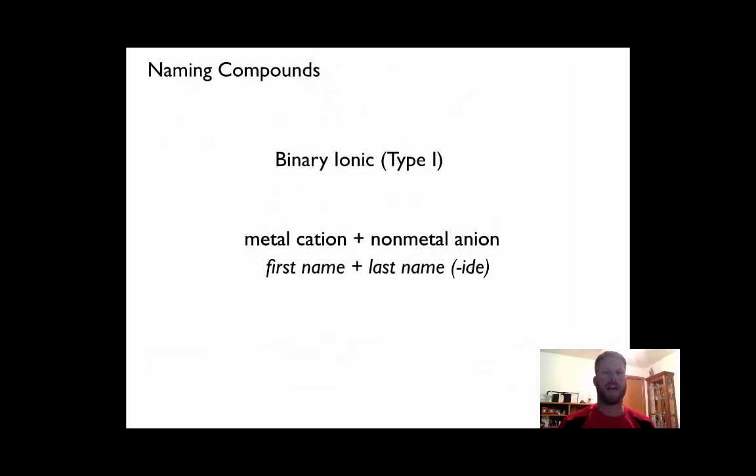We will start by naming ionic compounds. Remember that ionic compounds form when a metal bonds with a nonmetal or a polyatomic ion. The simplest type of ionic compounds are formed when a metal cation bonds with a nonmetal anion. Let's follow the game plan with a couple examples here.